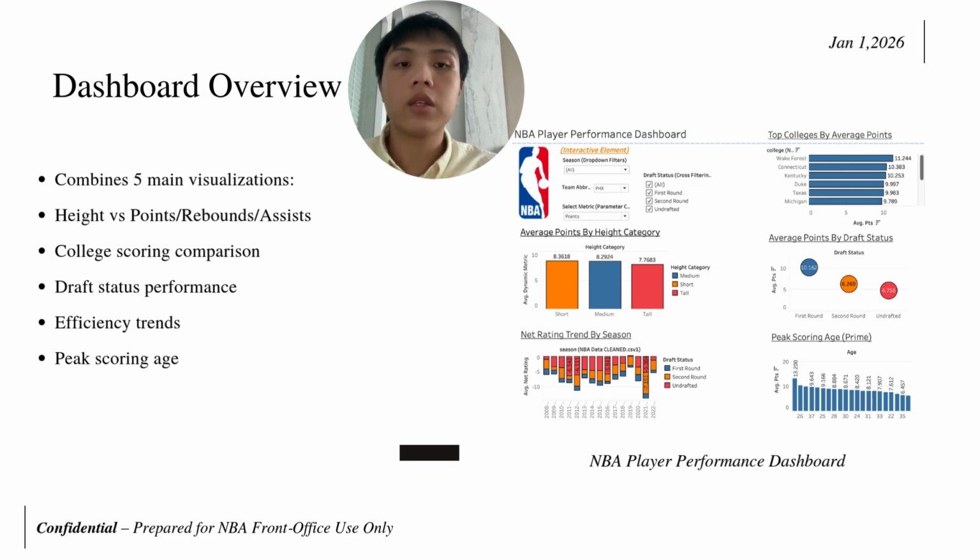The fourth visualization tracks efficiency trends over multiple seasons using net rating, which allows teams to evaluate performance consistency and contextualize unusual seasons, such as the COVID-19 shortened season. The final visualization shows the peak scoring age of players, providing insights into the optimal time to invest in contracts. By combining all of these visualizations, the dashboard provides a holistic view of player performance and allows scouts and analysts to identify patterns and make informed decisions without needing to use multiple tools.